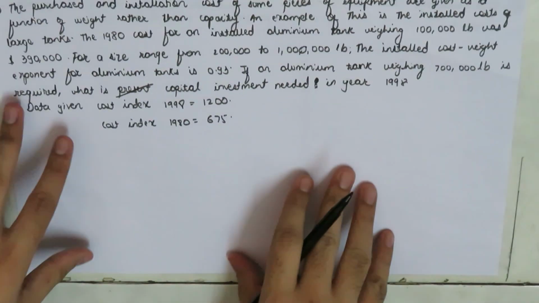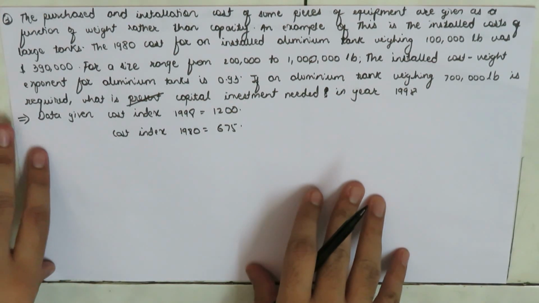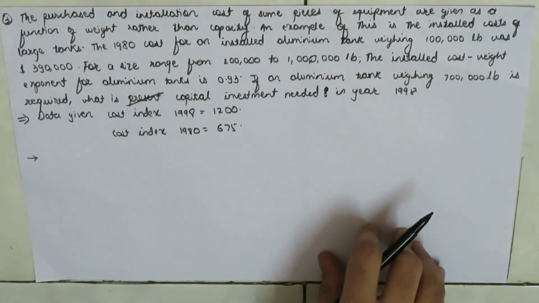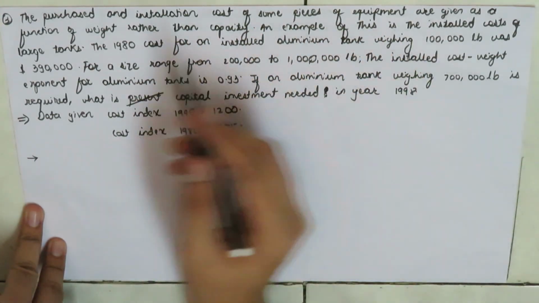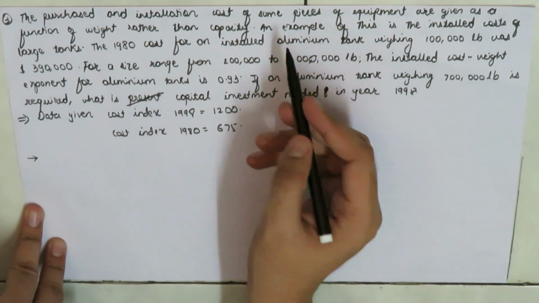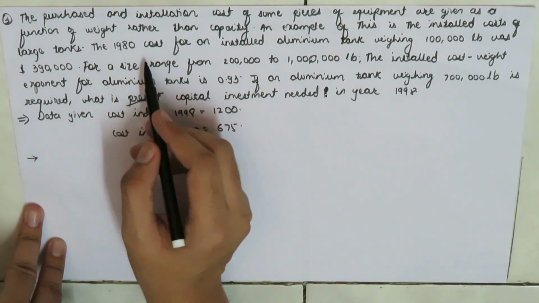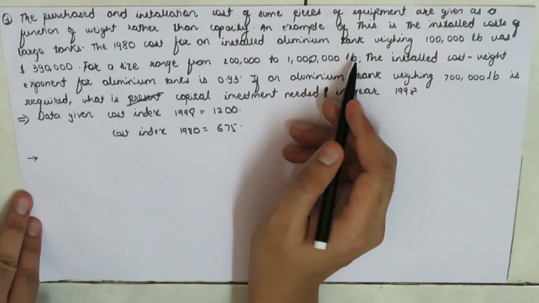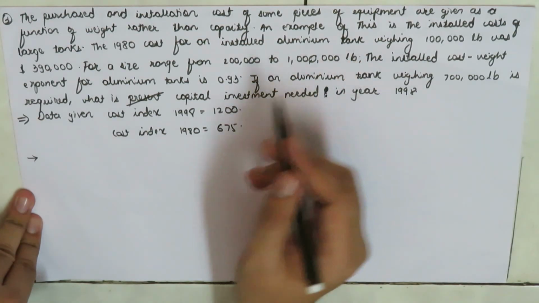But in some cases, instead of dealing with the areas, we will deal with the weight of the reactor, and we have a problem which is dependent on the weight of the reactor. So here we have our question. The purchase and installation cost of some pieces of equipment are given as a function of weight rather than capacity. An example of this is the install cost of large tanks. In 1980, the cost of an installed aluminum tank weighing 100 times 10 to the power 3 pound was $390 times 10 to the power 3.